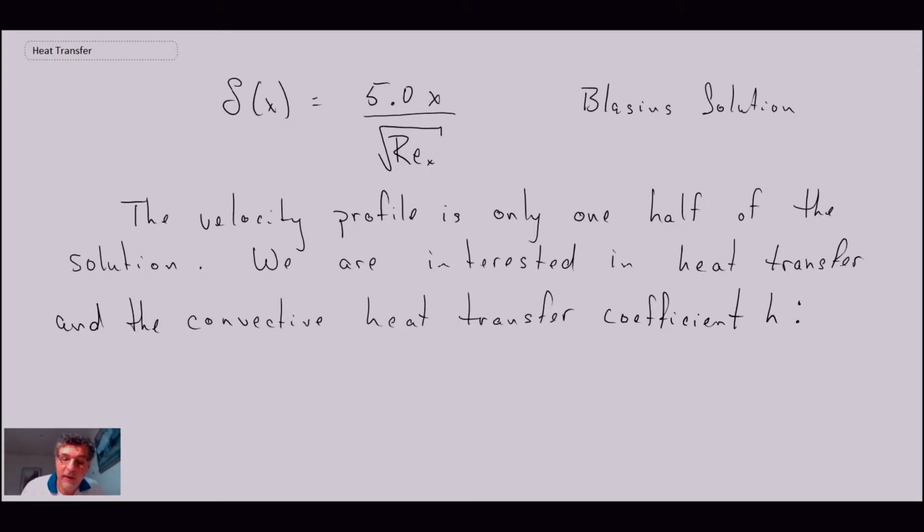What we need to do is determine the convective heat transfer coefficient. And so how can we go about doing that? Well, it turns out that you need to be able to get the temperature profile in the boundary layer in order to estimate the convective heat transfer coefficient. And let's take a look at how we may go about doing that.